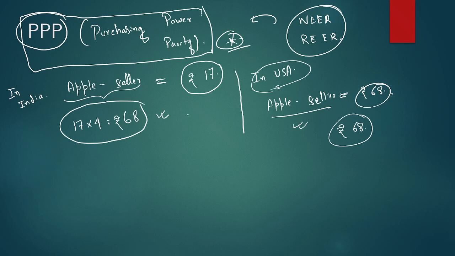So it's 68 rupees in India. You are getting 4 apples, and in the USA you are getting only 1 apple. So where is the cost of living better, in terms of apples only, okay, not everything. In India, life is very good.